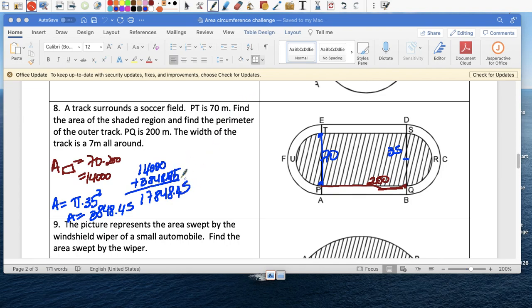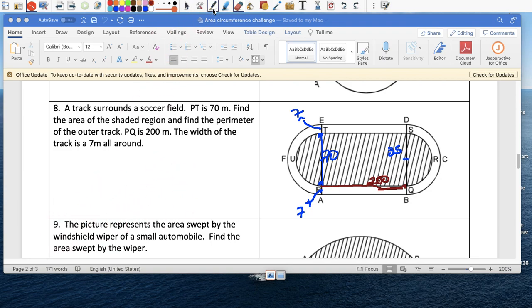All right, so there's the area of the inner part of our track. Now, what do we want? The width of the track all around is 7. So this part right here is 7, which means that this part right here is 7. So I'm going to erase that because we already did area. So now the perimeter, right?